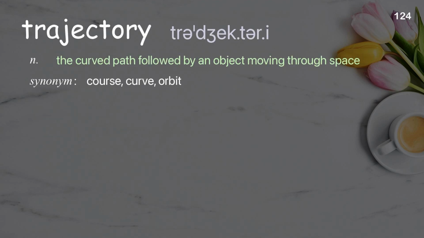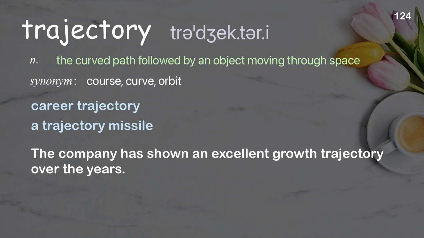Trajectory. The curved path followed by an object moving through space. Examples: Career trajectory. A missile trajectory. The company has shown an excellent growth trajectory over the years.